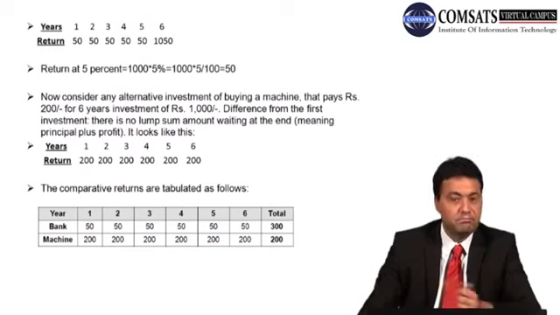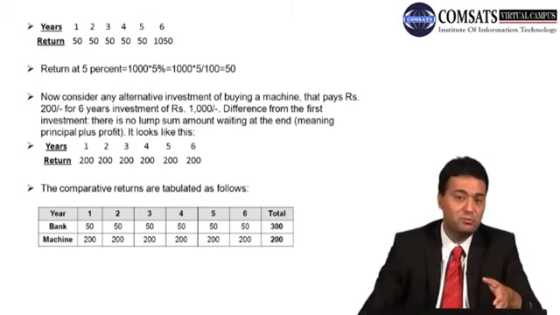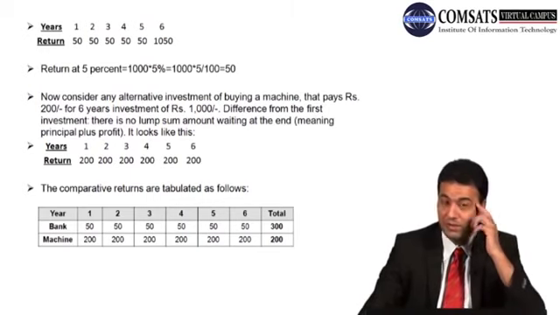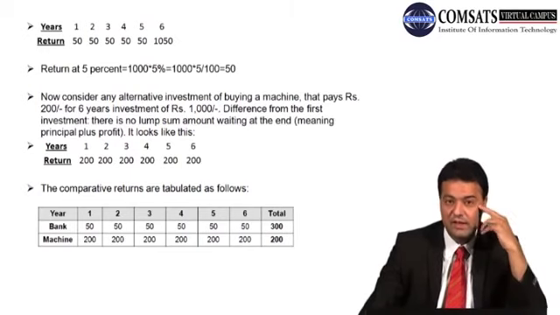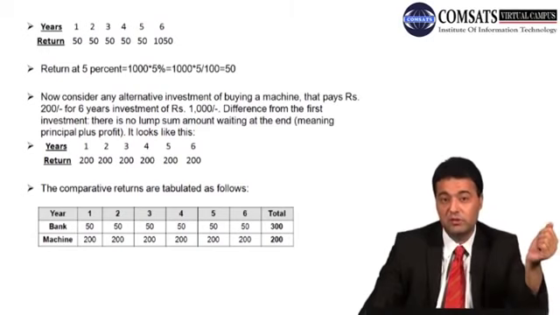So if you look at this, wouldn't you agree that 300 is better than 200 and we should go for the bank? Not so simple. As we'll see, it might not be the case when we go about the present value stuff and then the internal rate of return.